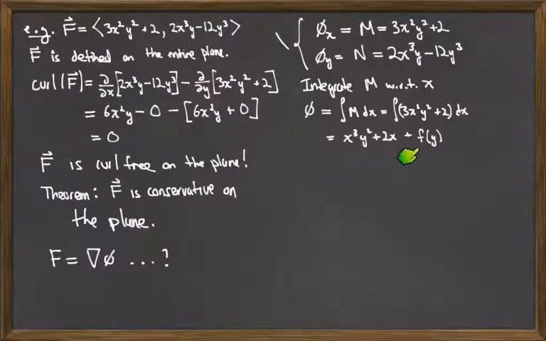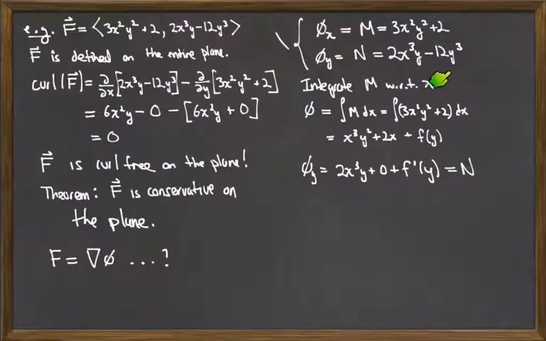To figure out what could be there, what I'm going to do is take advantage of the other criteria that the y derivative must equal this. So I'm going to take my result for phi and I'm going to differentiate it with respect to y. In this case, I'll get 2x cubed y. The 2x term will become 0. And I don't know what f of y is, but its derivative with respect to y will appear here. I know what the result is supposed to be. It's supposed to be equal to N.